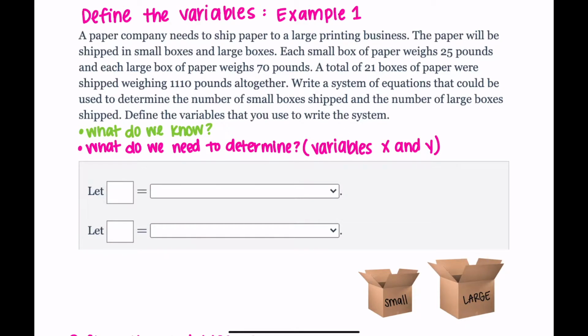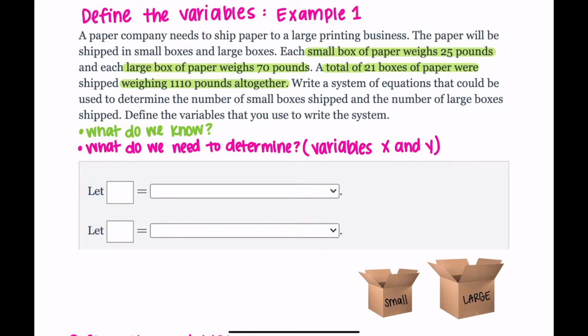So here are some things that we know. Each small box weighs 25 pounds. Each large box weighs 70 pounds. We know that a total of 21 boxes were shipped. And we know that the total weight of those boxes altogether was 1,110 pounds.